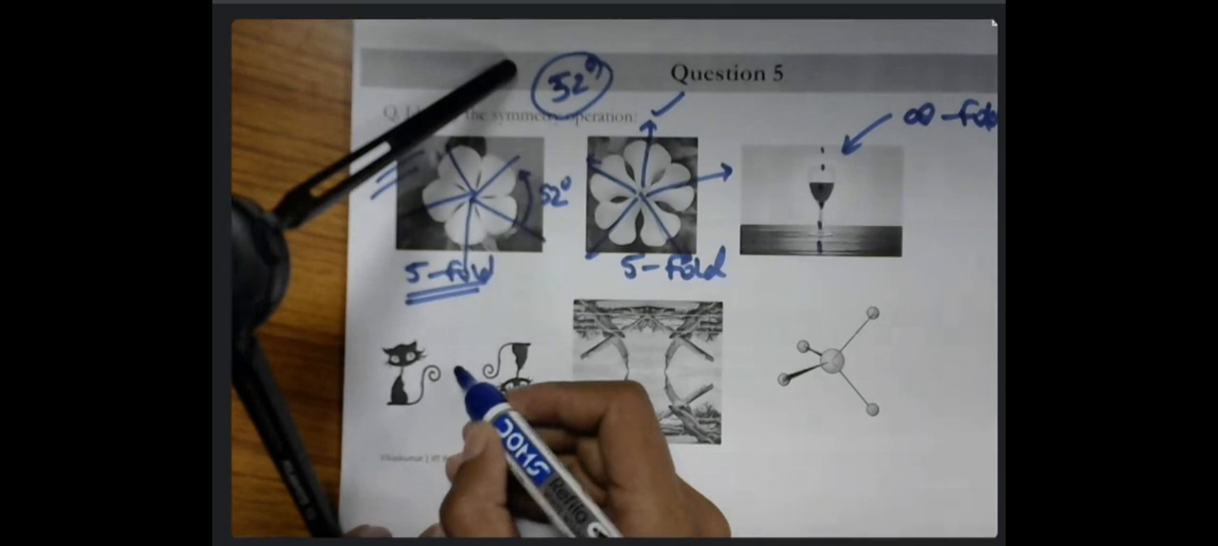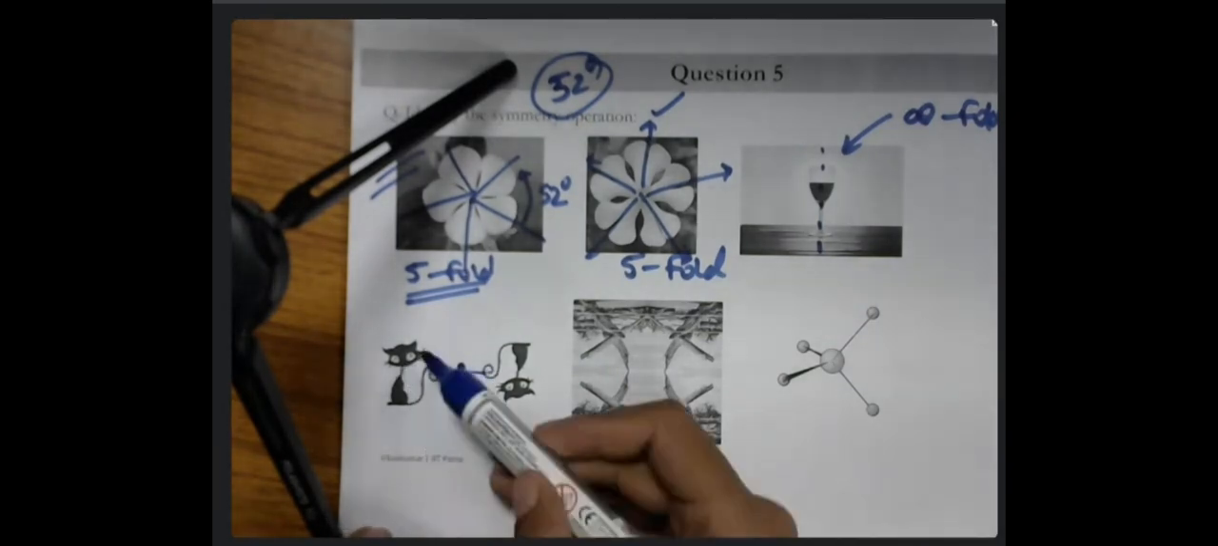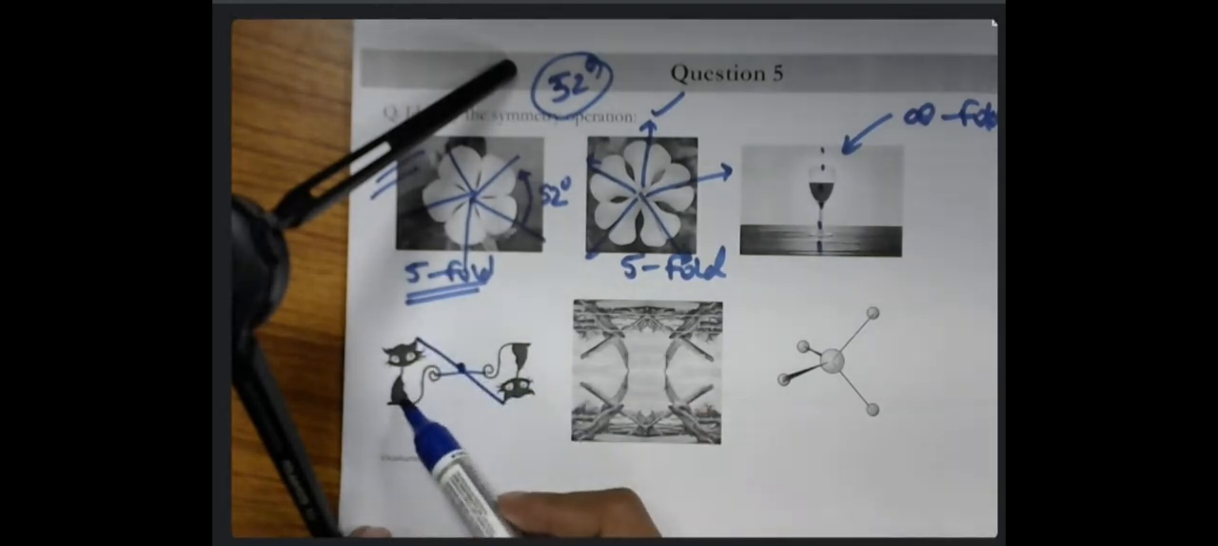Now what about this cat? We can see it is not a mirror because this is upside down. Considering this to be the inversion point about which we are inverting, we can say that about this particular point, all the features are getting inverted. So this has a point of inversion.